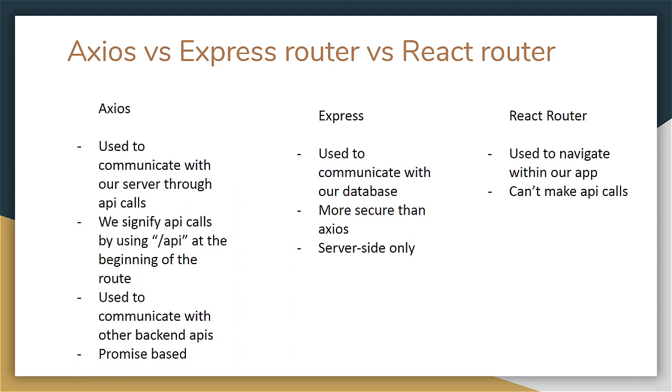So far in this tutorial, we've gone over Axios and ExpressRouter. We have yet to see ReactRouter, but in this section, I'll just briefly summarize these three libraries and how they work together. So let's first start with Axios. Axios is what we'll use to communicate with our server through API calls.